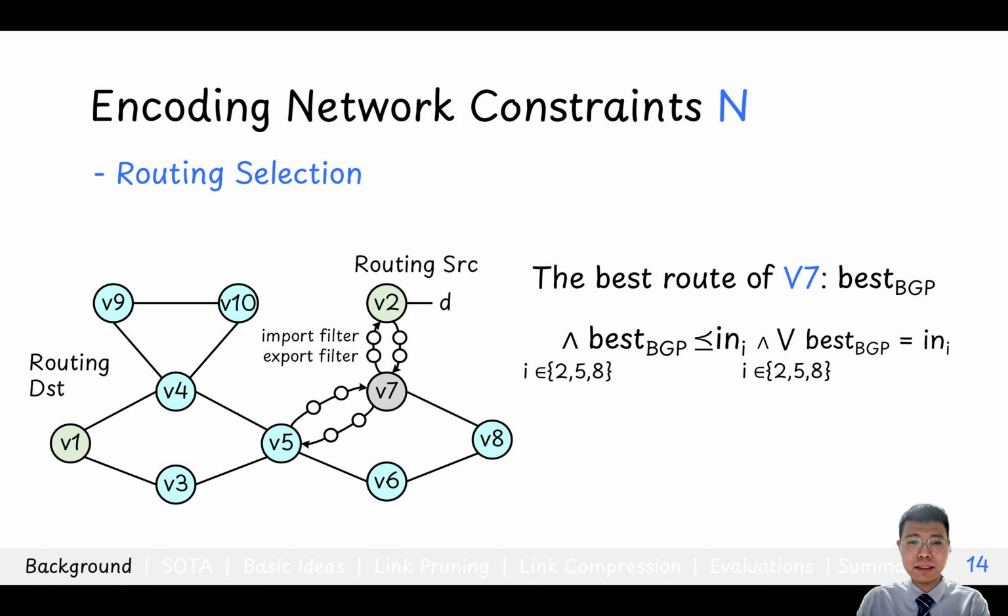After devices collect routes from their neighboring devices, Minesweeper uses SMT constraints to model the route selection process. For example, the best route on V7 can be represented by the following constraints. The first part of the conjunction represents that the selected best route has the minimum preference cost. The second part of the conjunction ensures that the best route must be selected from one of the neighboring routes.